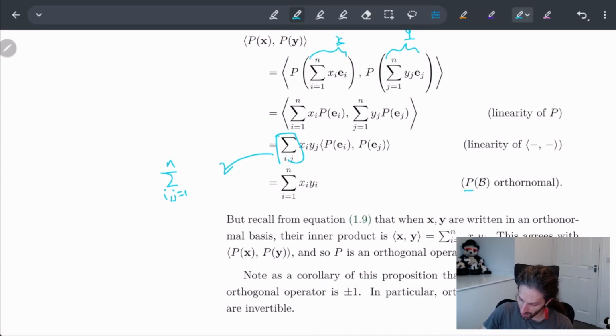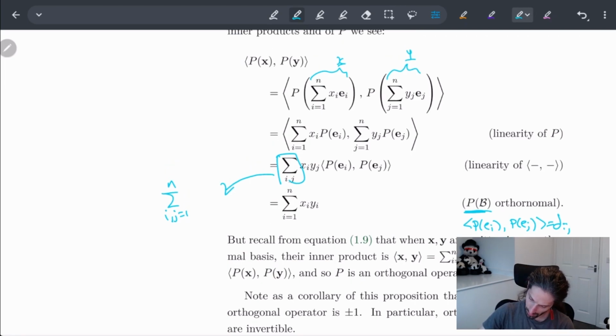Now, since P of B is orthonormal, what we know is that when I look at the basis elements, this is just the canonical delta, ij. So what this means is I can smush this equation together and just get that P of x, P of y gives me this. So in other words, this gives me the dot product. Therefore, the inner product is canonical. It is a canonical dot product.